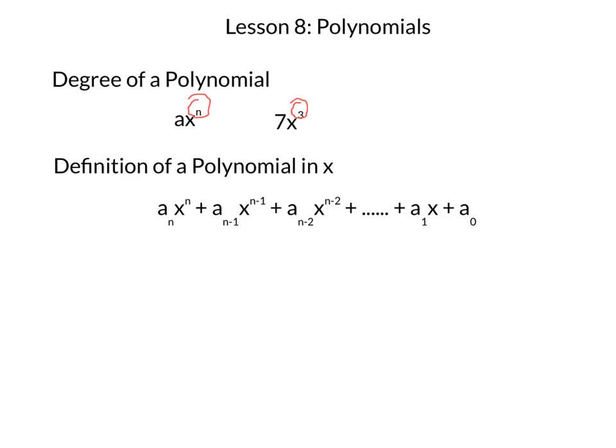So let me repeat. The degree of this polynomial is n, and a sub n is the leading coefficient, and a sub 0 is the constant term.